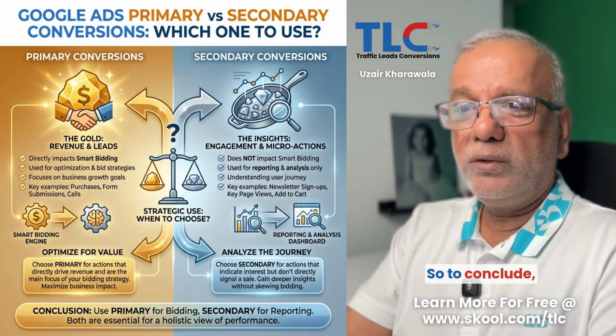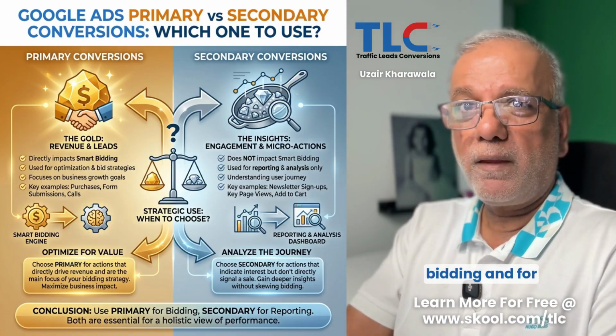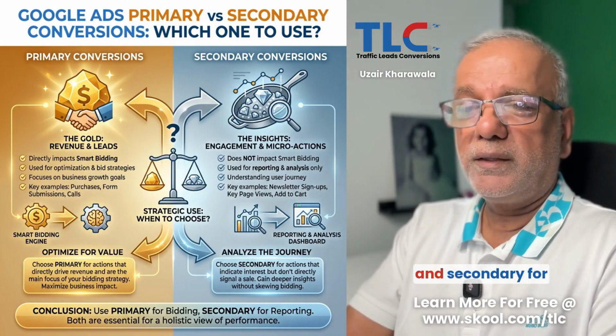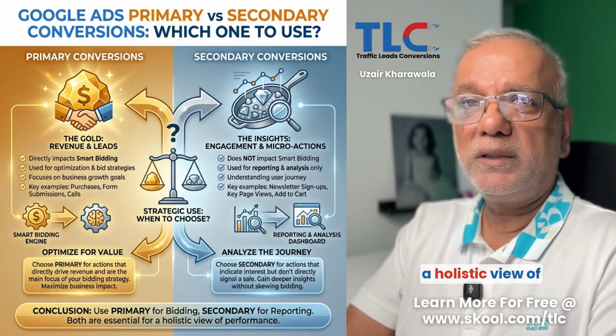So to conclude, use primary action for bidding and for business growth, and secondary for reporting only. Both are essential for a holistic view of performance.